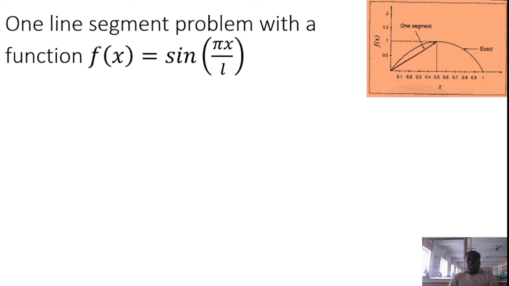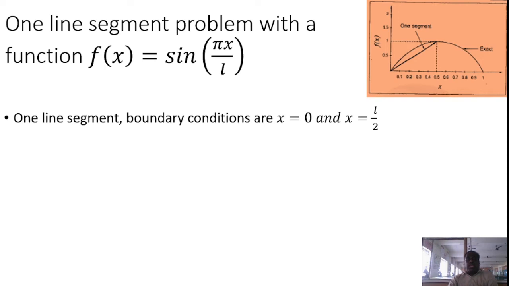I can solve this problem with a numerical solution. Here I consider a one line segment problem with a curve. The curve may be composed with the equation f of x equal to sin of pi x by L, as shown in this slide.